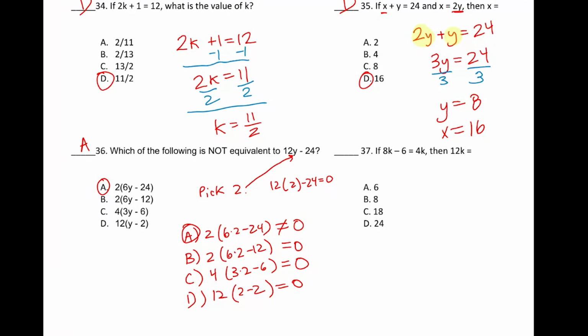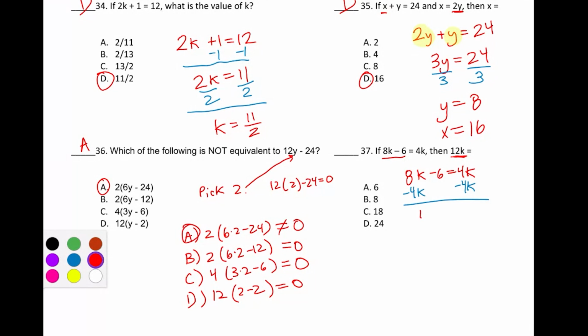Finally, number 37 says, if 8k minus 6 is 4k, then what's 12k? Okay, so we want to know 12k. Now we know 4k is this. But what about 12k? Well, let's find out what k is. 8k minus 6 is 4k. We could subtract 4k from both sides to get 4k minus 6 equals 0. Then we can add 6 to both sides, and we get 4k equals 6.